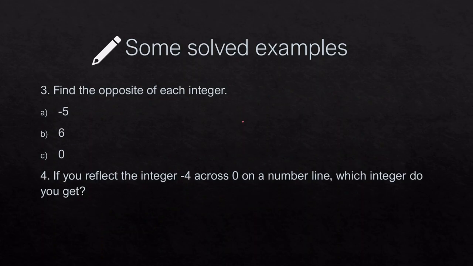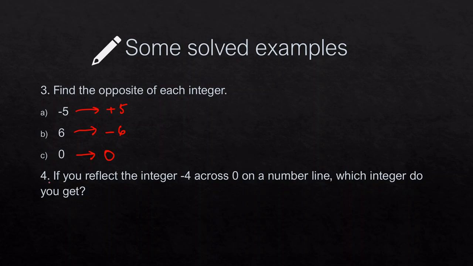Now the next problem. Find the opposite of each integer. You know that negative and positive are opposite to each other. So the opposite of -5 will be what? +5. The opposite of 6 will be what? -6. And for 0, as it has no sign, there is no +0 or -0, so it will be simply 0.